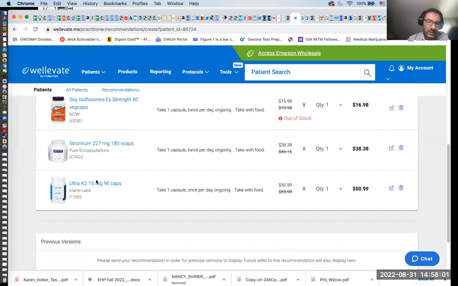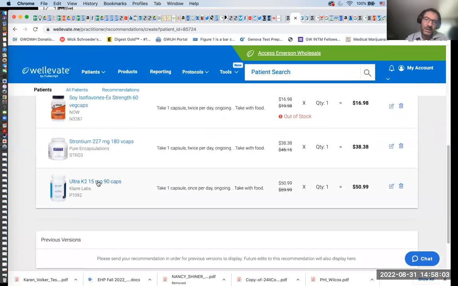And then the last product, this is the capsules of K2. K2 also comes in drops from several companies. Thorne is one that I often use, but capsules are more preferred for most patients. And this is 1 or 2 capsules a day.